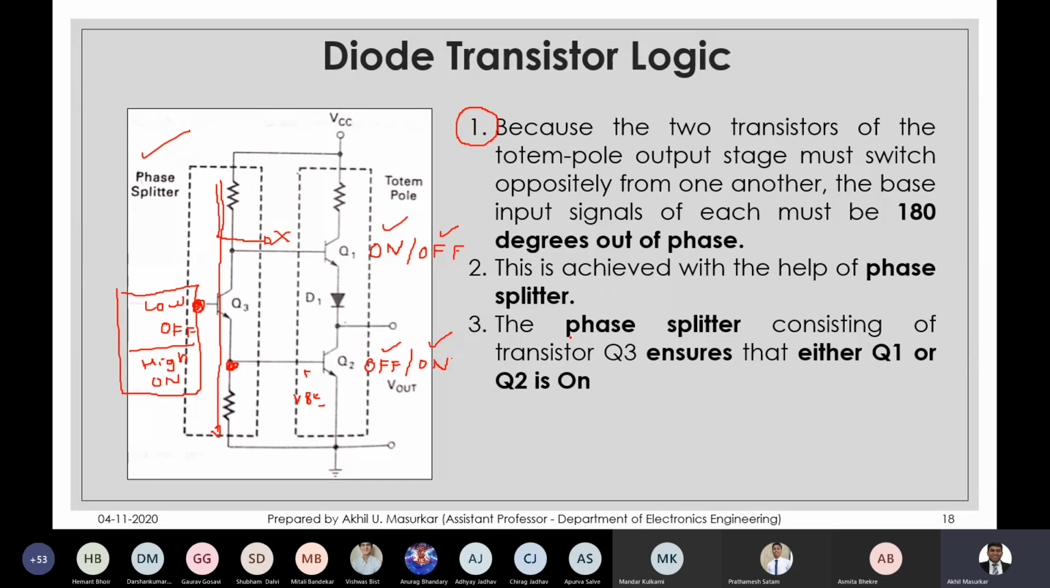That is what we have written. The phase splitter consisting of Q3 ensures that either Q1 or Q2 is on. Both are not on at the same time. Why did we use Q1 and Q2? Because we wanted the same impedance during both logic 1 and logic 0.